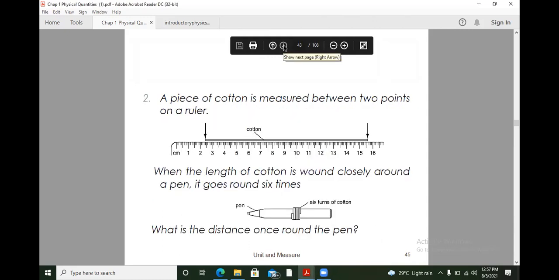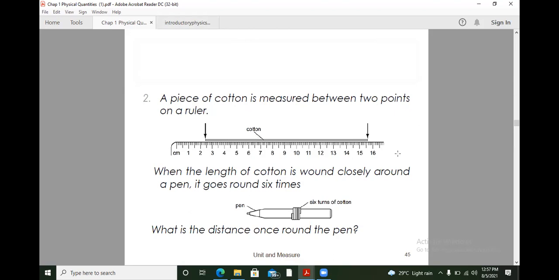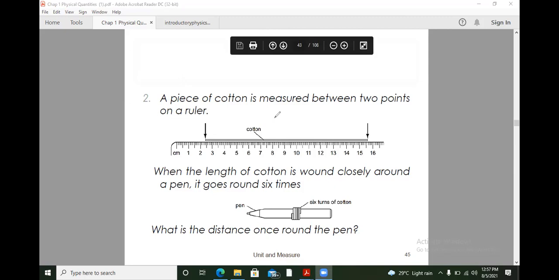Okay, let's try one thing more. Now a piece of cotton is measured between 2 points on the rule. This is the piece of cotton. If you are going to stitch any of your stuff, you need to measure things. When the length of the cotton is wound closely around a pen, it goes round 6 times. What is the distance once around the pen? Now tell me what is the initial length and what is the final length.